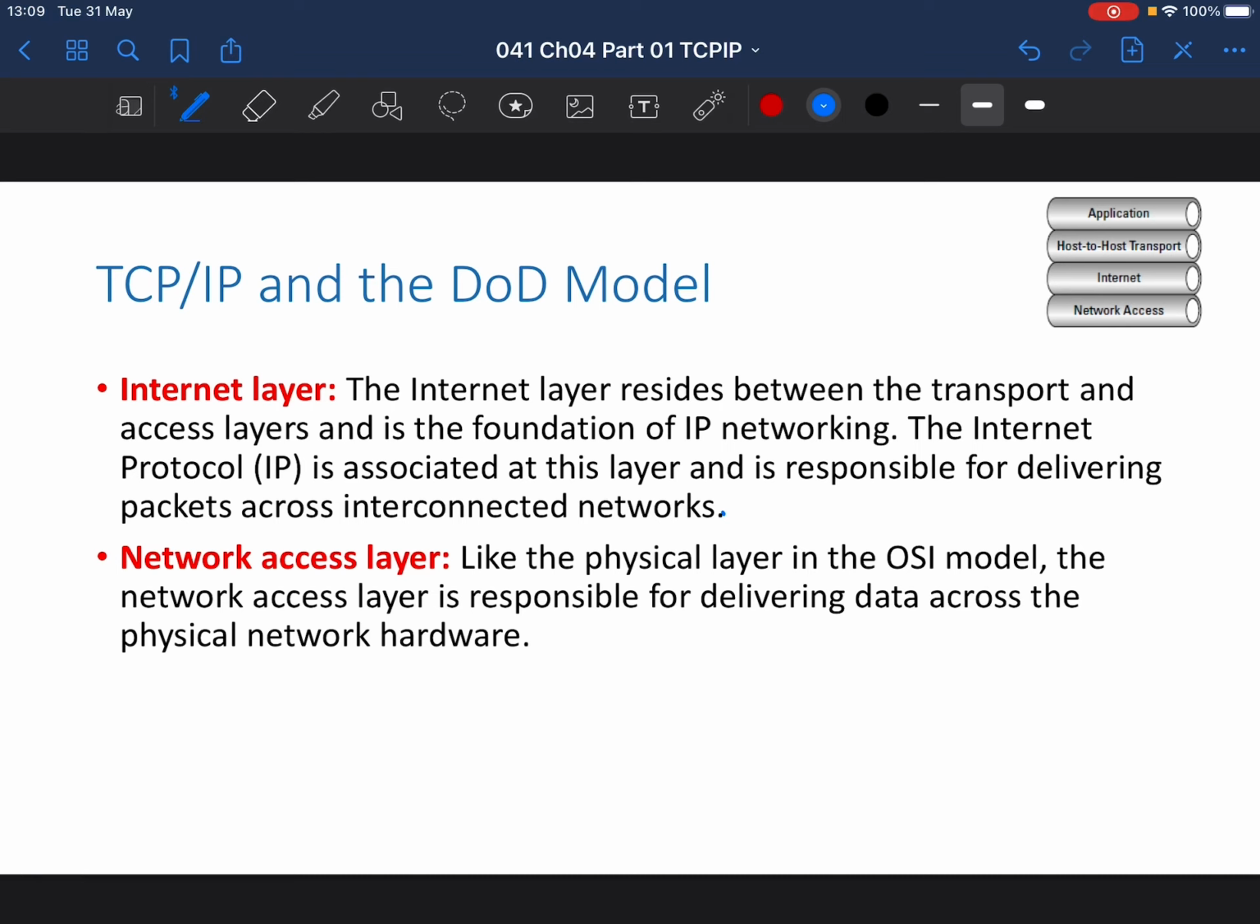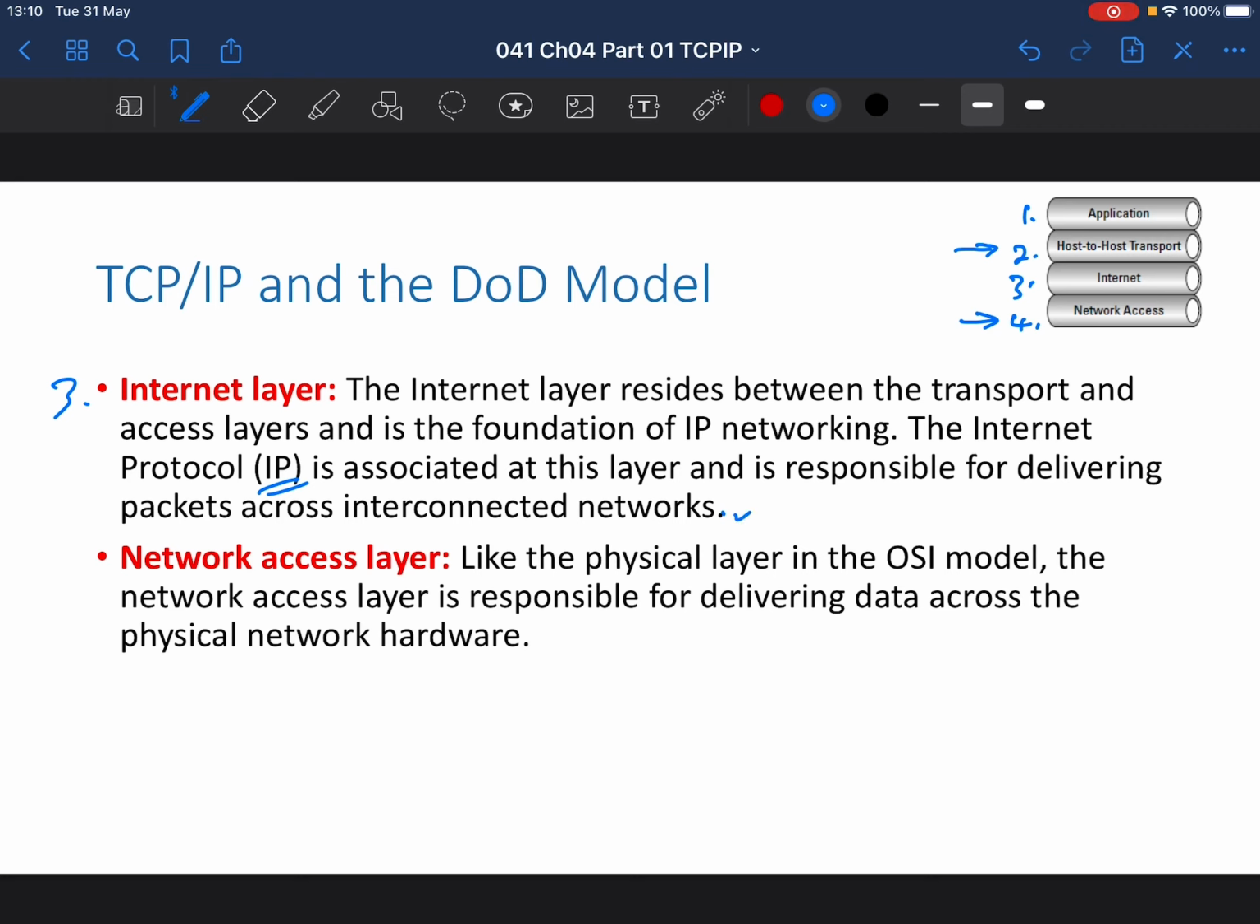Next is the third layer. The third layer is the internet layer. The internet layer resides between the transport and access layers. So the internet layer is between transport and network access, and is the foundation for IP networking. The internet protocol IP is associated with this layer and is responsible for delivering packets across interconnected networks.